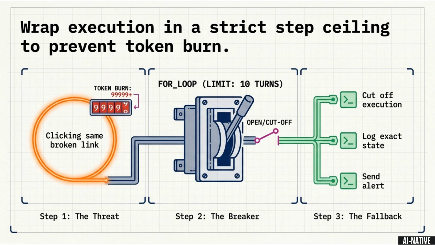Let's look at the first pillar, loops. A confused, naive agent can easily get caught in an infinite feedback loop, like clicking the same broken link, burning thousands of dollars in API tokens in minutes. To prevent this threat, a proper harness acts as a breaker. It wraps execution in a rigid for loop with a strict step ceiling, such as a 10-turn limit. If it hits that limit, it cuts off execution, logs the exact state, and sends an alert.